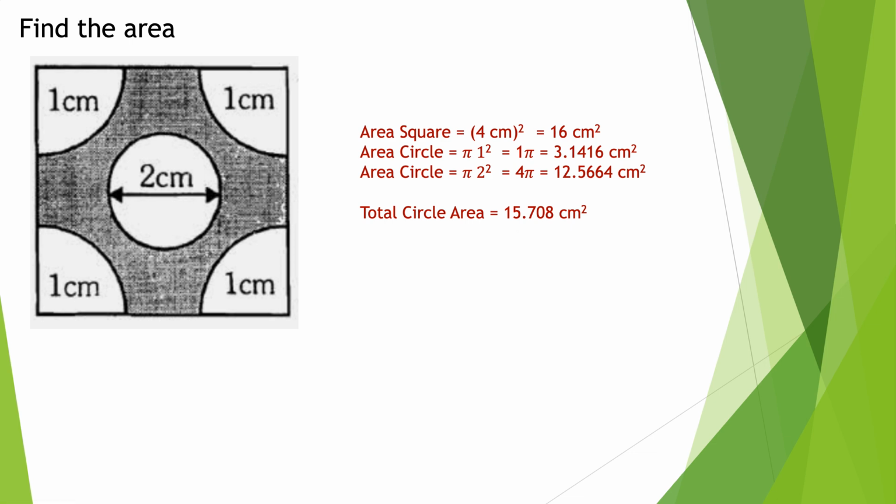And then, to find the black shaded area, I have to subtract that from the total area of the square. See, the white parts are the only parts that are not shaded. So if I subtract those from the total area of the square, 16 minus 15.708, I get 0.292 centimeters squared. And those are some good examples of areas of irregular figures.